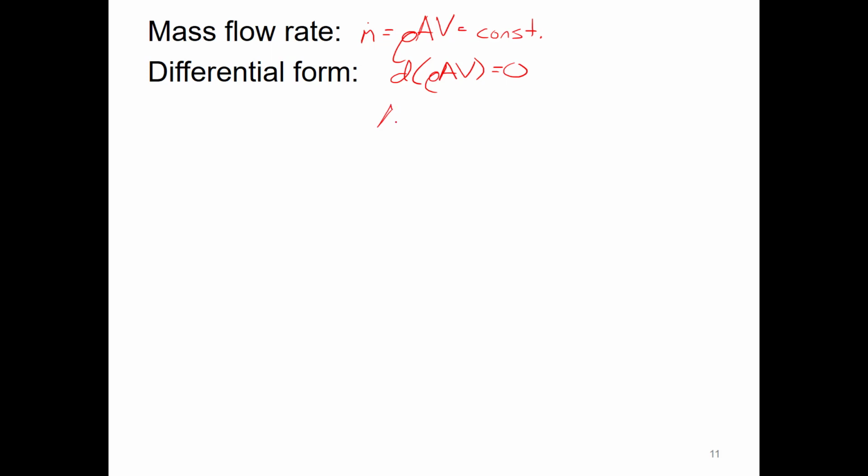And therefore, the actual differential breaks out to area times velocity times the change in density, plus density times area times the change in velocity, plus density times velocity times dA, the differential of the area, all equal to 0. So that's all expanded out there.